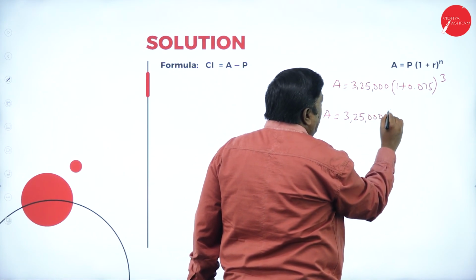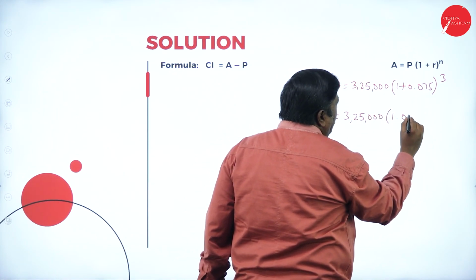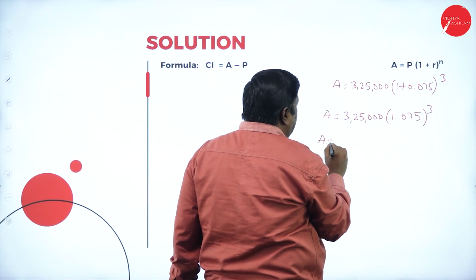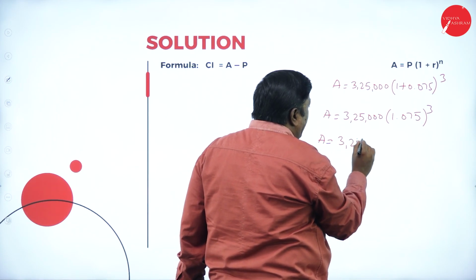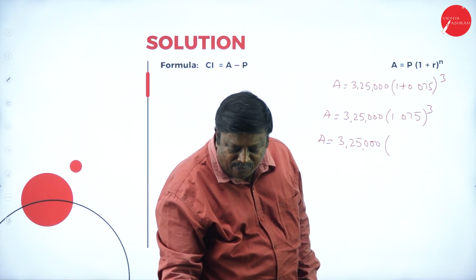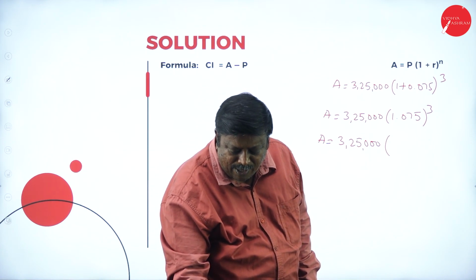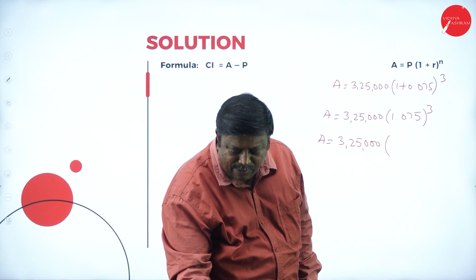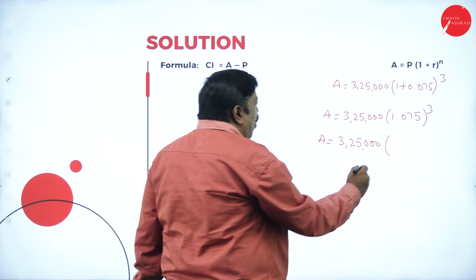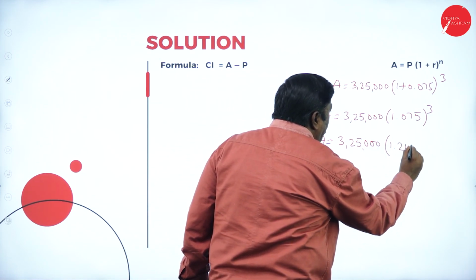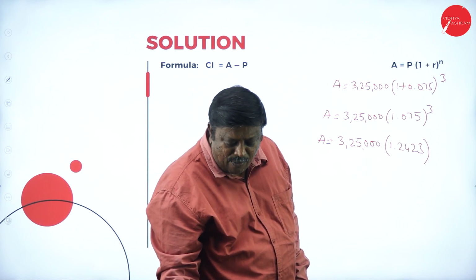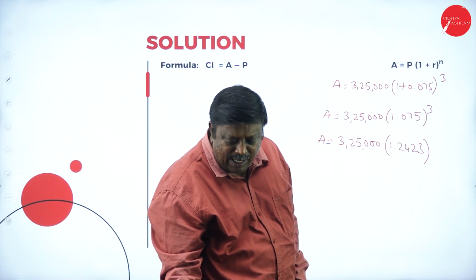3,25,000 into 1.075 to the power of 3. A equals 3,25,000 into 1.075 into 1.075 into 1.075, so it will be 1.2423.